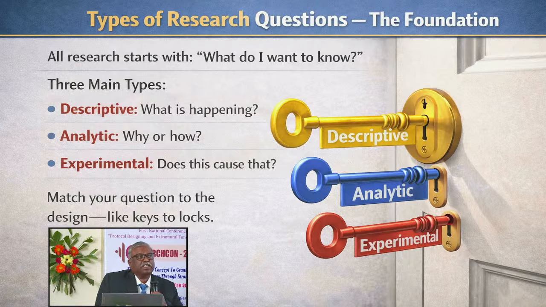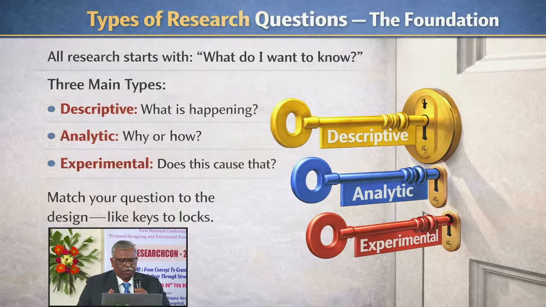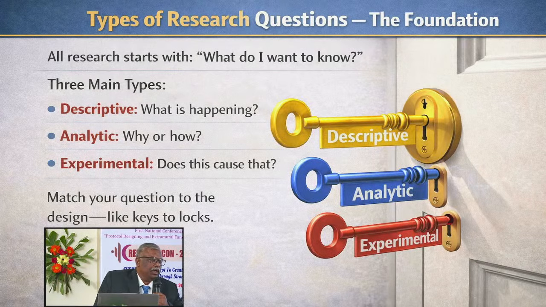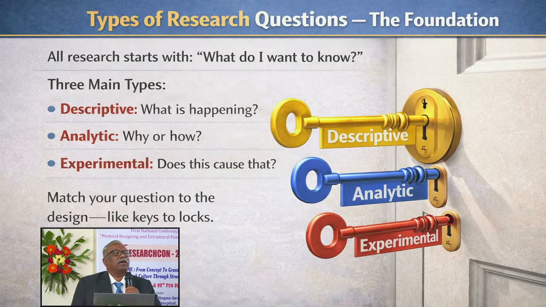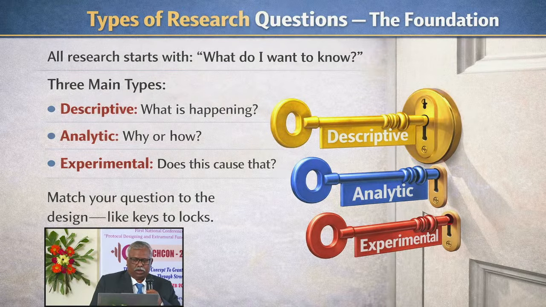If the question is experimental, it asks how this causes that. For example, does drug A cure disease A? That means this particular drug is curable for that particular disease. So match your question to the research question, and there is a need to pick the right study design. The study design is like a key, and the question is the lock to unlock.